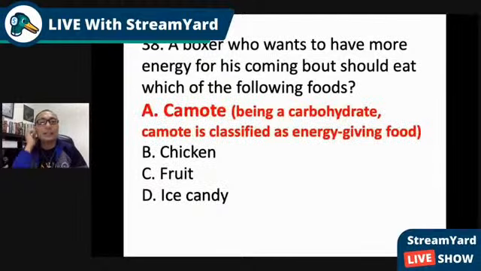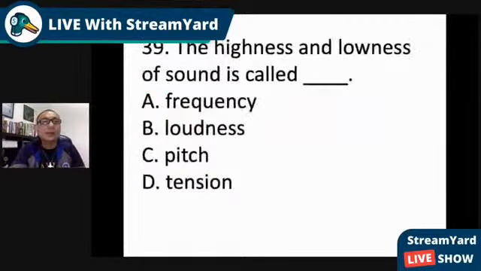Okay, 38, the answer is kamote. Okay? Not dahil sa utot, no? Kamote, being a carbohydrate, carbo. So it's classified as energy-giving food. May carbo din si ice candy, I know, no? Pero not enough compared to kamote. Okay? Chicken, more on protein. Fruits, more on vitamins. Okay?